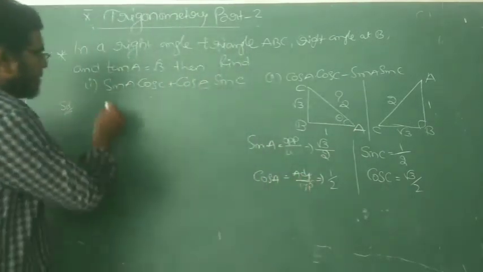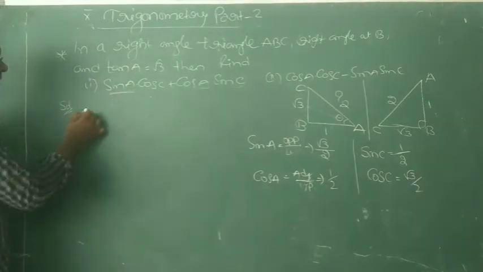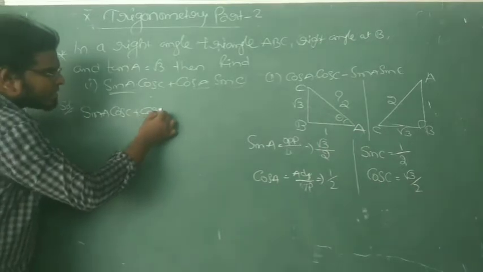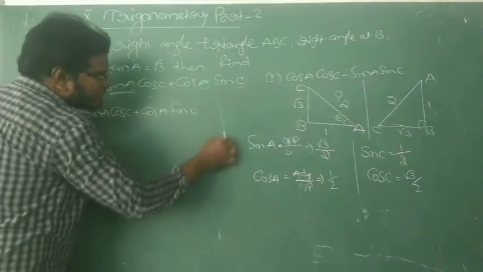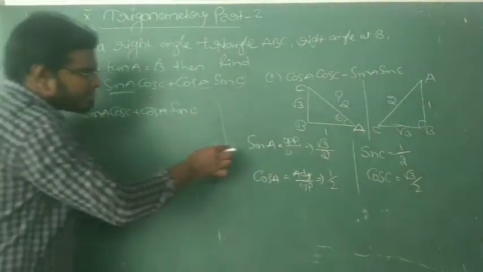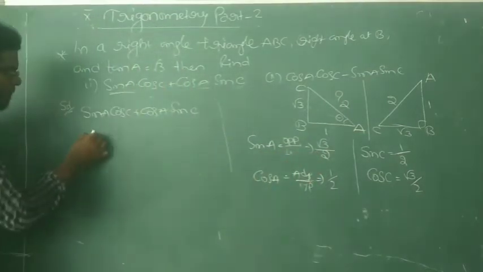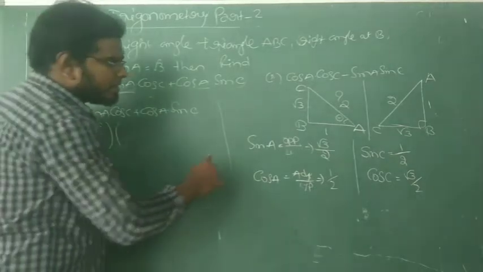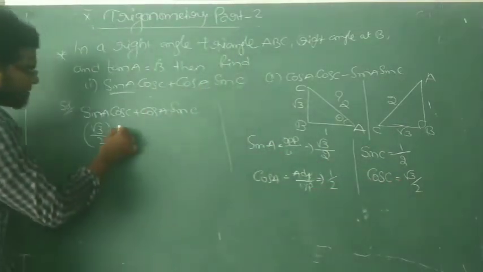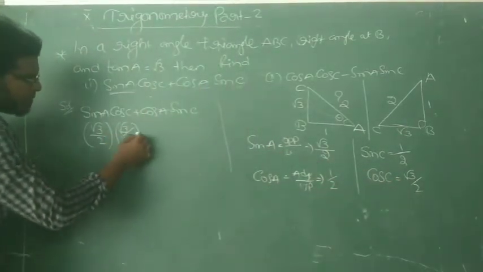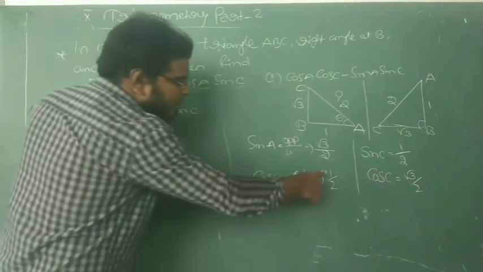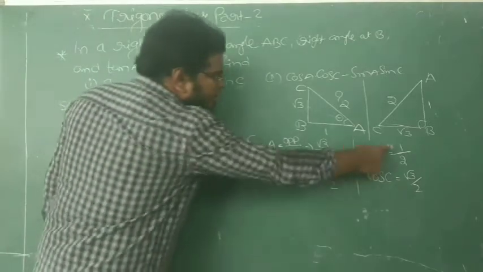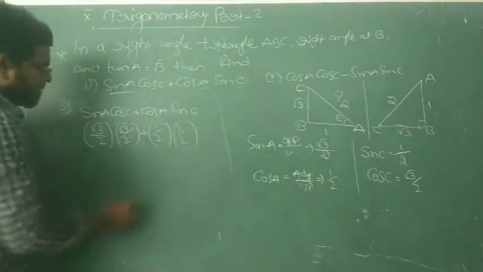Okay? Now question: sin A cos C plus cos A sin C. What is the value of sin A here? Sin A means root 3 by 2. Right, as it is, root 3 by 2. What is the cos C value? Cos C is here, root 3 by 2. Plus cos A value. What is the cos A value? 1 by 2. And what is the sin C value? 1 by 2.